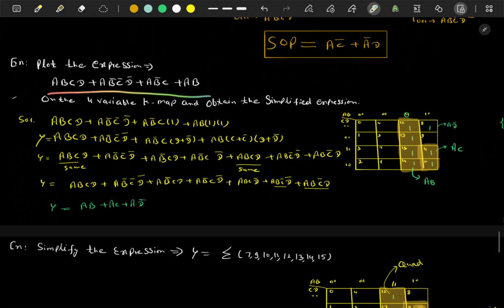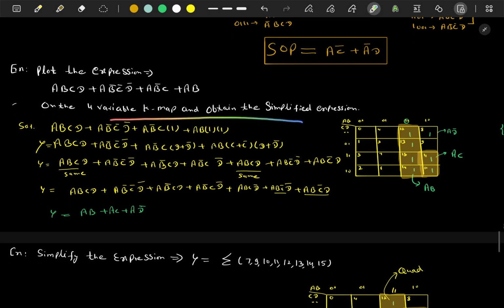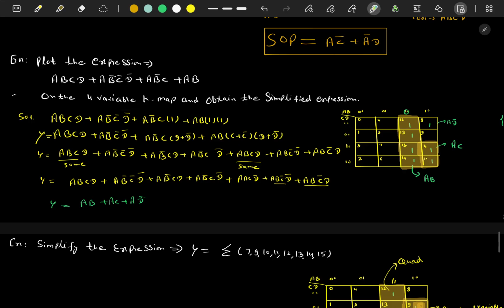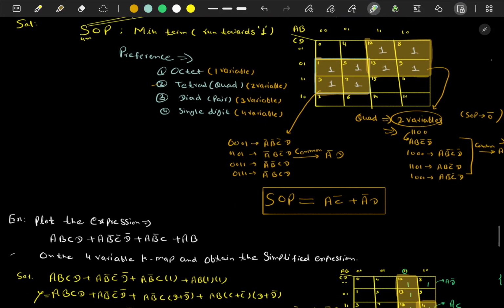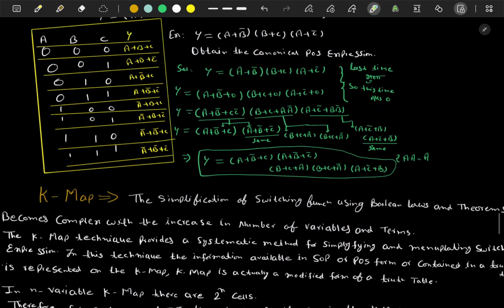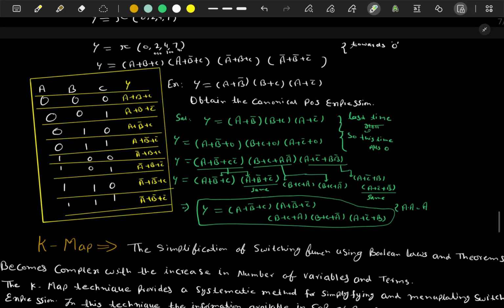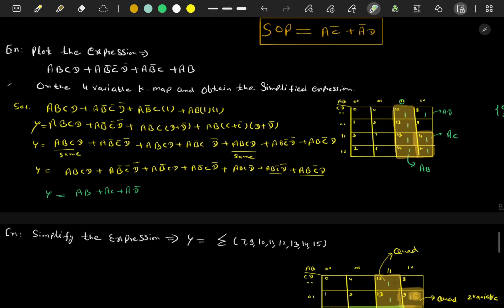Now A B C D, A bar C B D. This is the sum of product SOP form. SOP means we run towards 1. So just do this: generate the K-map and represent this. We are running towards 1.